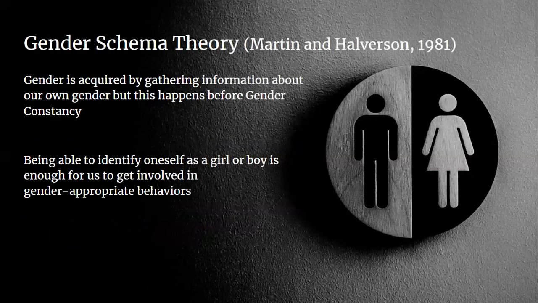Cognitive means how your brain processes and how your brain works. For example, gender schema theory by Martin and Halverson, 1981. Gender is acquired by gathering information about our own gender, but this happens before gender constancy. Now let me explain more about what gender constancy is.